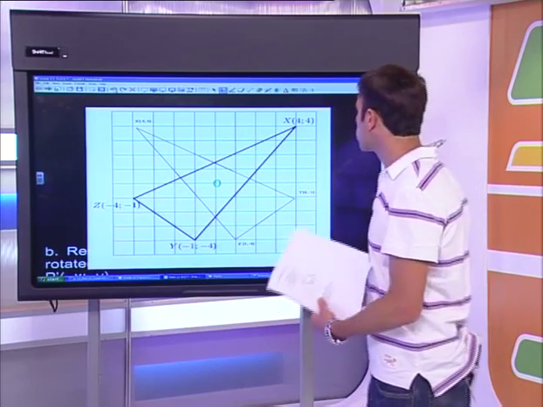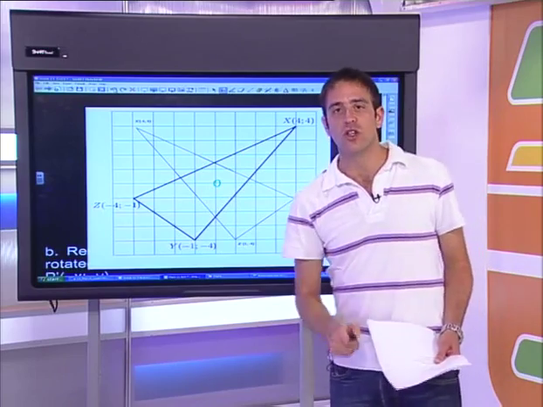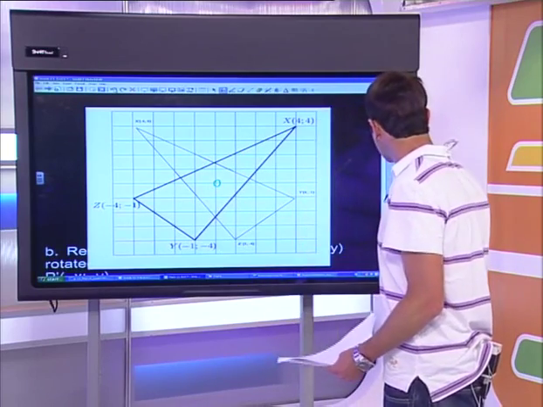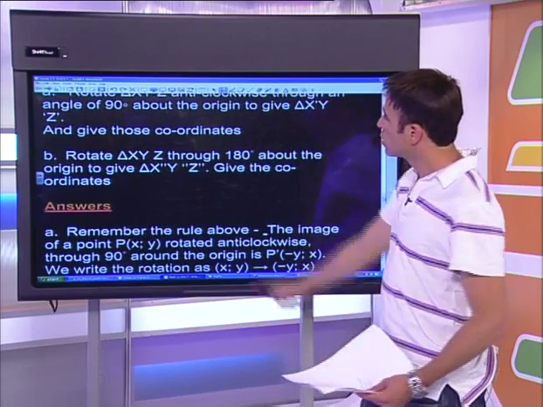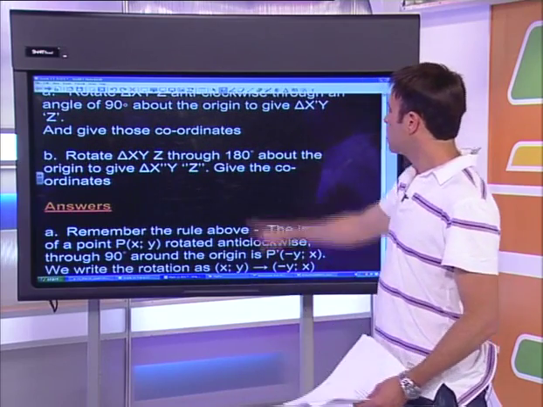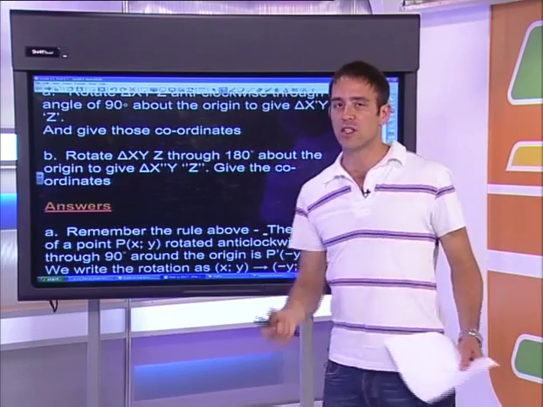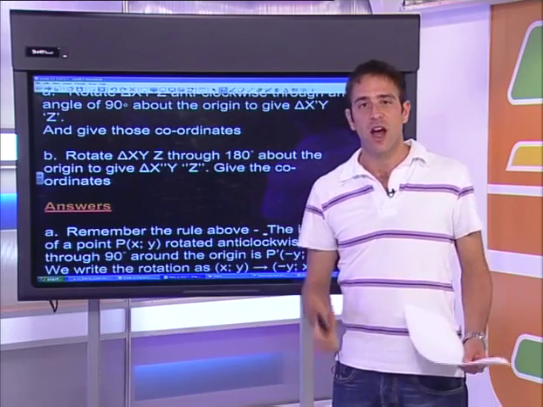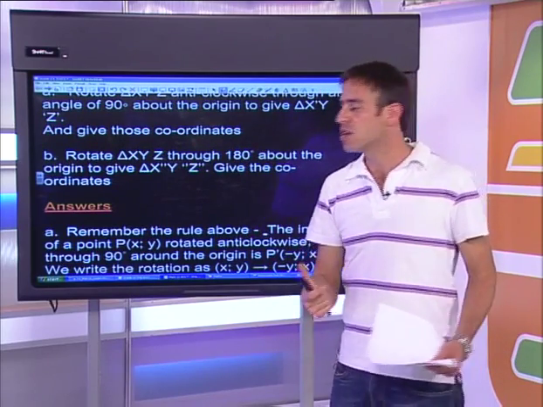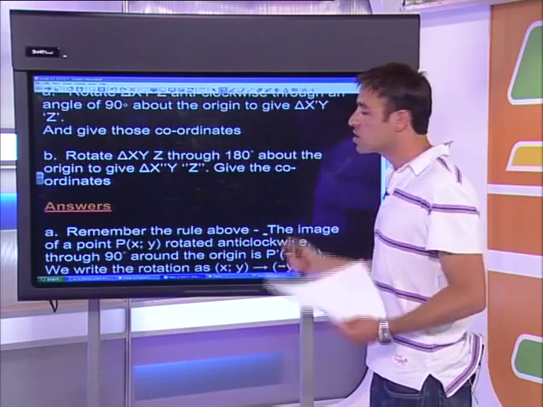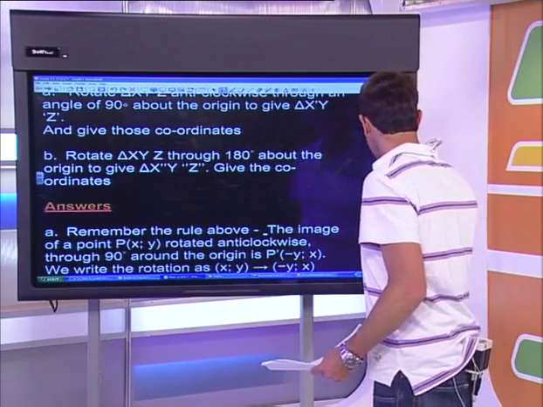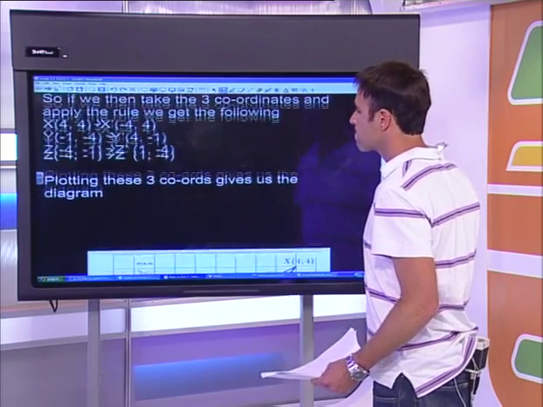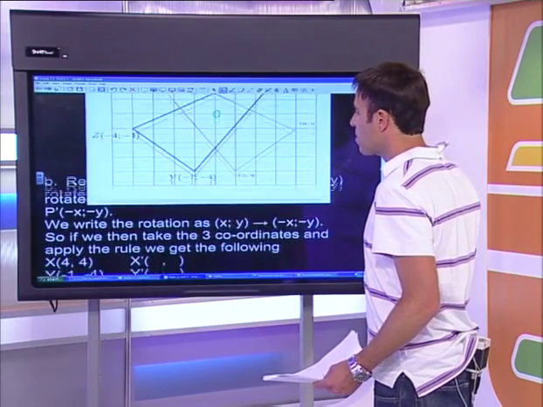Okay, there's another question here, which I just want to do before we go to an ad break. And that second question spoke to rotating triangle XYZ through 180 degrees now. So we've just done 90 degrees. Now we're going to do 180 degrees. And again, it's really just a case of applying the rule that I've just shown you. So very quickly, if I then go down here, and I apply that rule.